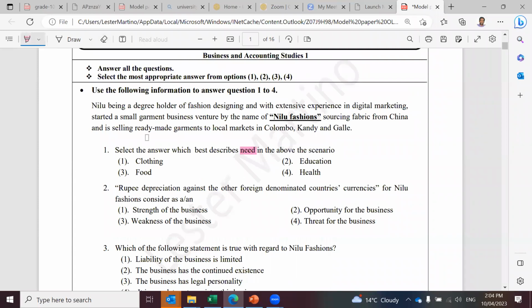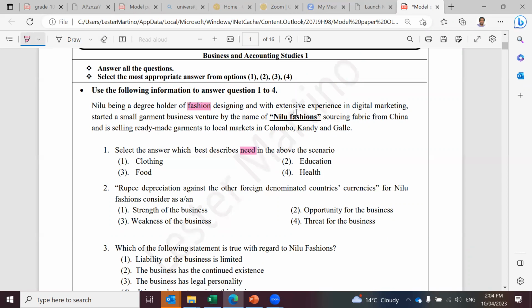It's about need. So you'll read. Okay. Nilu being the degree holder of fashion. The word fashion, when you hear it, what should come to mind? What does fashion relate to? Is it clothing, food, education, health? The answer is supposed to be clothing, but we need to read the rest.